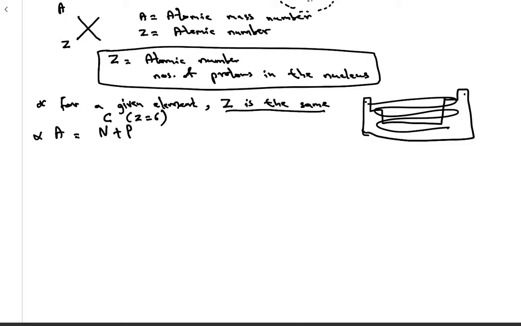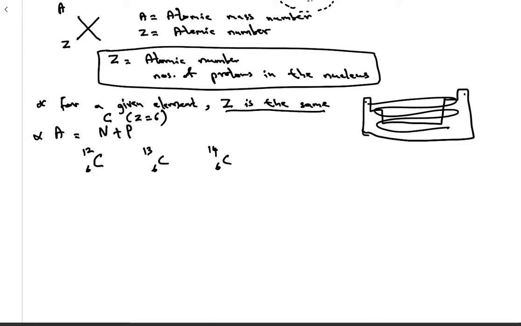So if I have two elements, for example, if I have carbon, which can exist as 12, 13, and 14 carbon, and each one, as I said, because all three are carbons, they will have the same Z value, which is 6. But their A values are different, as you notice, 12, 13, and 14.